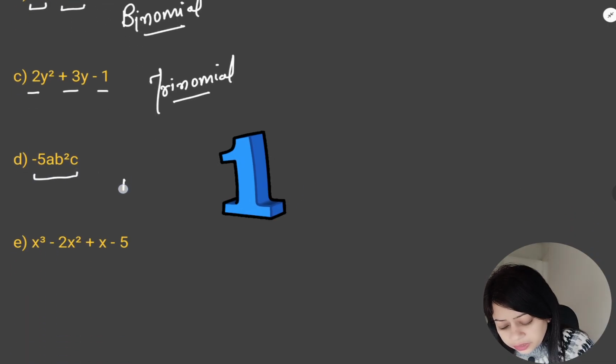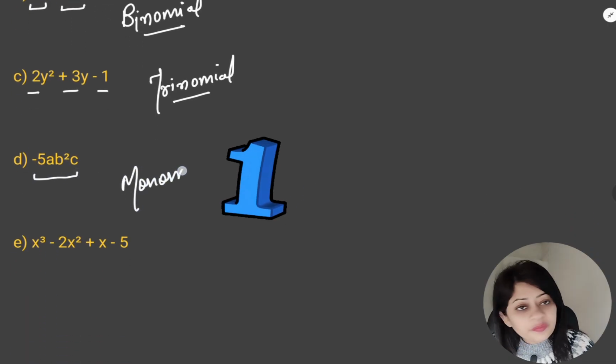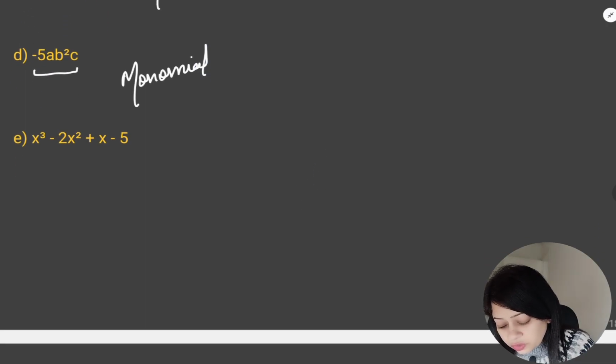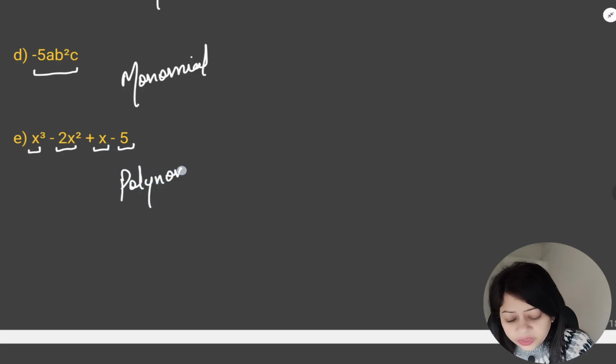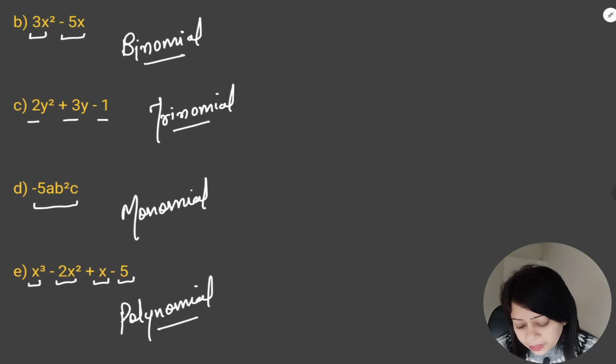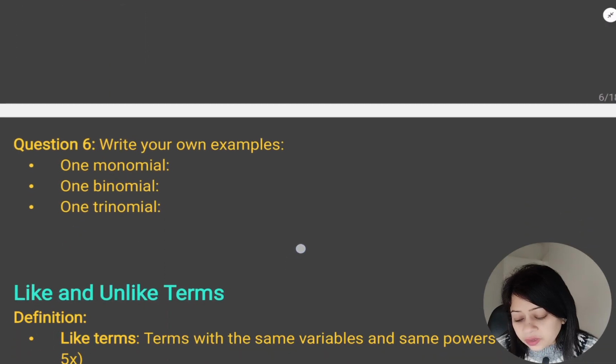Now only one term. So again monomial, right? How many terms does this have? 1, 2, 3, 4. It is polynomial. More than 3 terms we say polynomial. Otherwise all these are polynomials. Okay. Now we have question 6.